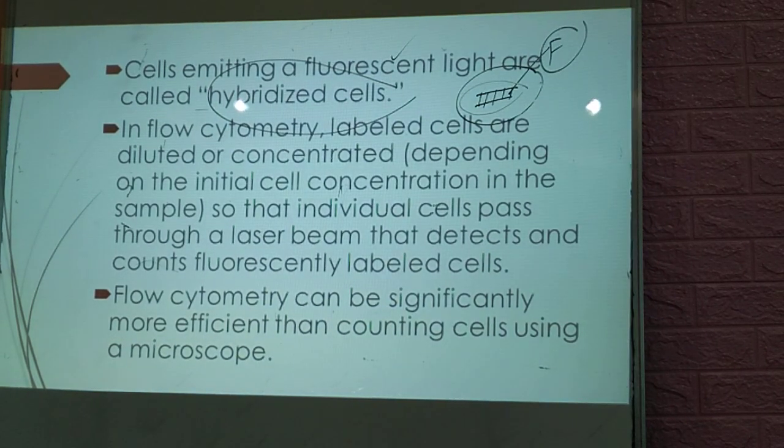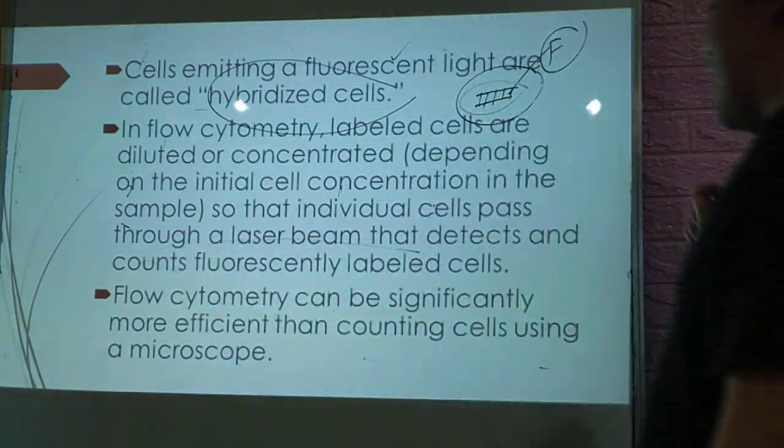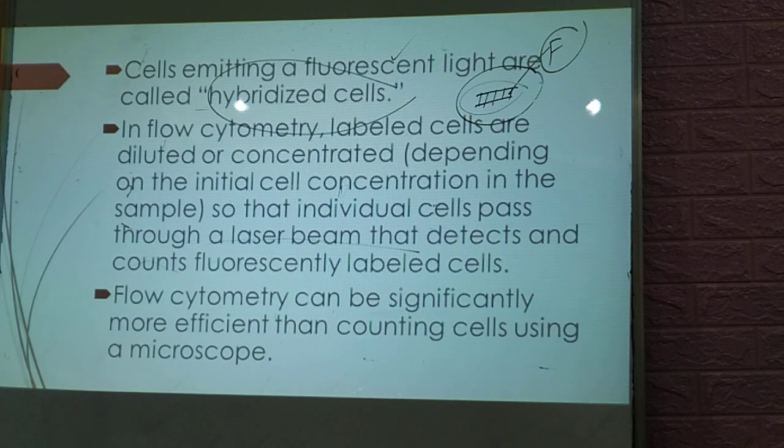Okay, so kindly take note of this one, guys, as what was stated here, what will happen. As you can see, in flow cytometry, the cells that are labeled are diluted or concentrated depending on the initial cell concentration, so that individual cells pass through a laser beam that detects and counts your fluorescently labeled cells.